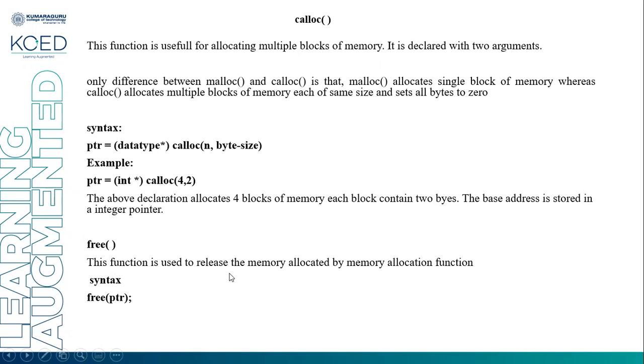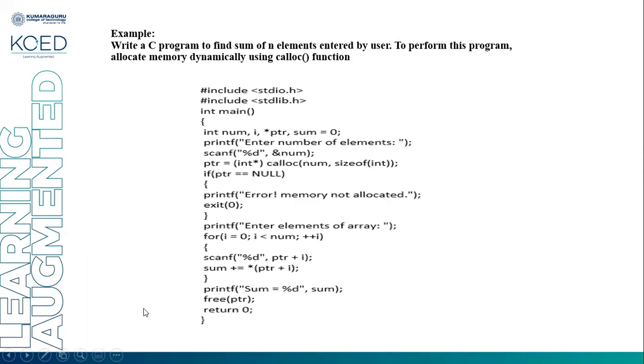The free function is used to release the memory allocated by the memory allocation function. Okay, you send the pointer inside free, and it will release the memory.